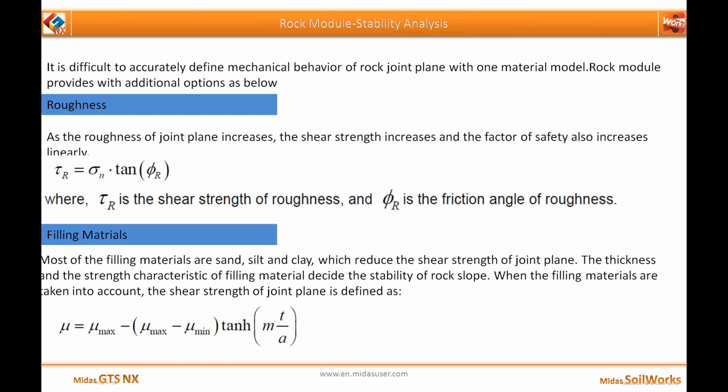Now most of the filling materials which are found in the joints are sand, silt, and clay, which reduce the shear strength of the joint plane. The thickness and the strength characteristic of the filling material decide the stability of the rock slope. When the filling materials are taken into account, the shear strength of the joint plane is defined as the formula shown on your screen, where mu is basically the ratio of the shear strength to the normal stress. So you can consider the roughness and filling materials and hence could effectively simulate the contact between the two.